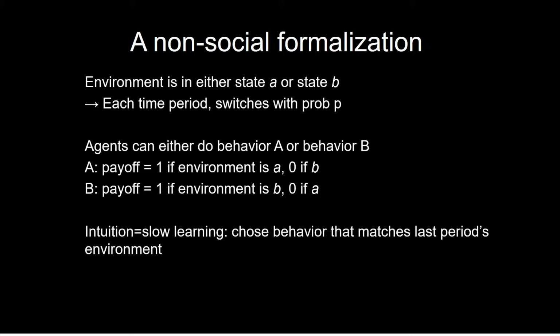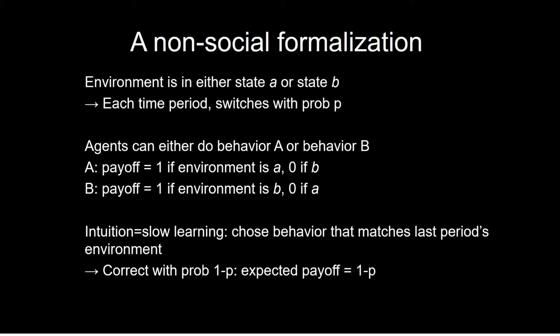And so if the environment is changing with probability p and staying the same with probability 1 minus p, then that means that doing the behavior that was optimal yesterday will be optimal today with probability 1 minus p, because that's the likelihood that the state of the world hasn't changed. And with probability p, the world has changed, and therefore doing the thing that was good last time brings you 0 payoff. So that means the expected payoff for intuition is going to be 1 minus p.